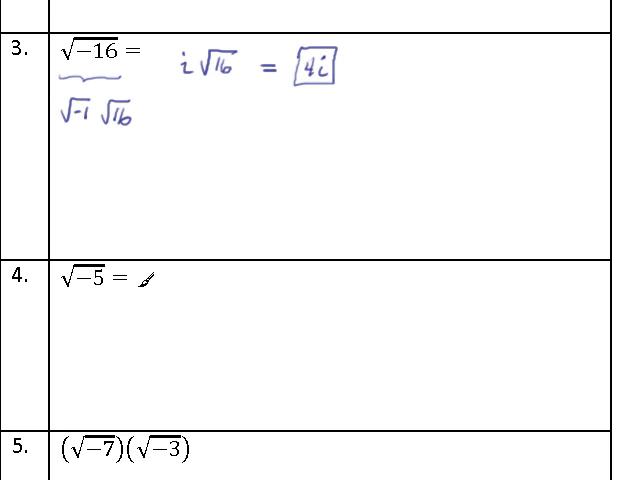All right, here we have the square root of negative 5, and so we're going to write this as i times the square root of 5. And 5 is not a perfect square, so we're just going to leave it like that.